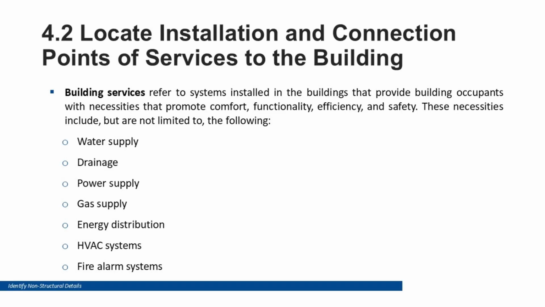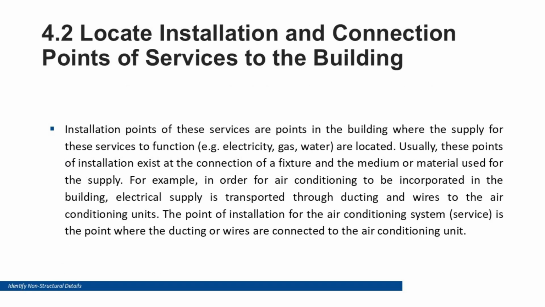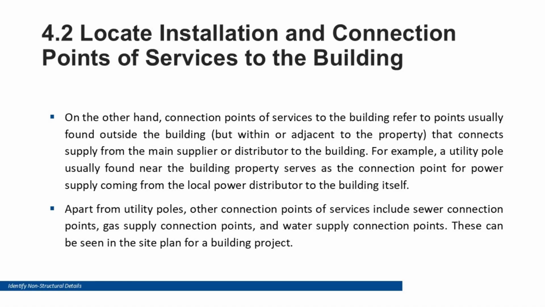Services, installation and connection points. Service details indicate where water, sewer, electrical, gas, and communication systems enter and operate within the building. Installation points appear inside the building, such as plumbing fixtures, electrical outlets, smoke alarms, and HVAC units. Connection points appear outside the building, such as water meters, consumer power poles, sewer connection points, and gas meters.